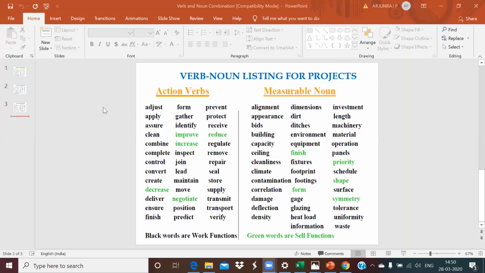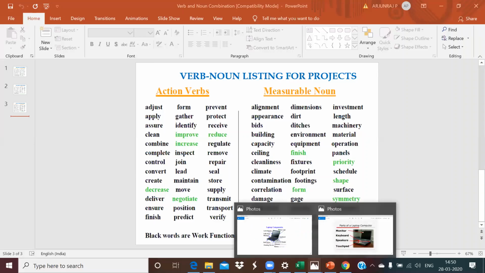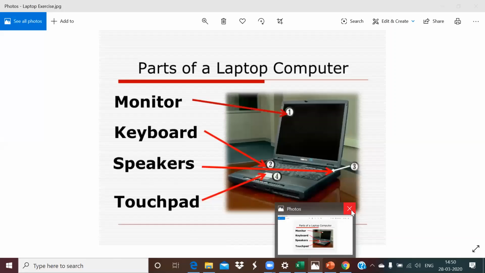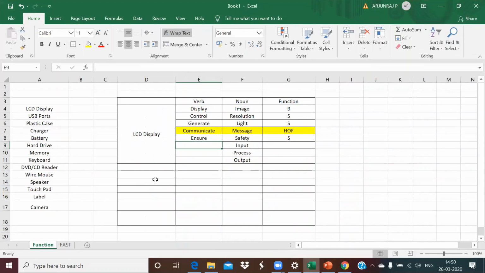So now we have to go to that Excel sheet for the laptop. We have different verb and noun combinations. We need to use the active verb and measurable noun. We have to include other secondary functions. It also needs to respond basically. It can be either input or output or process. During that time, it needs to respond.